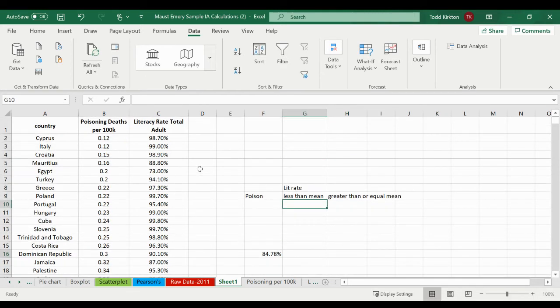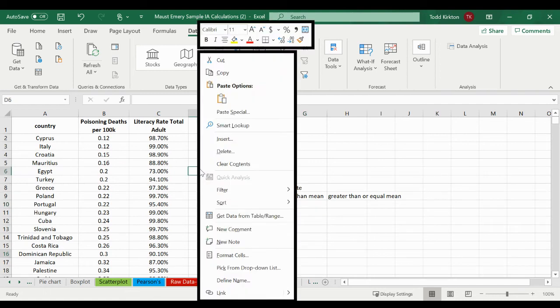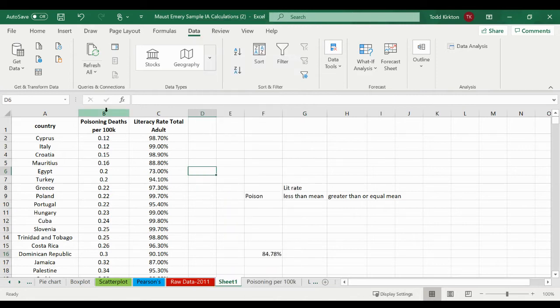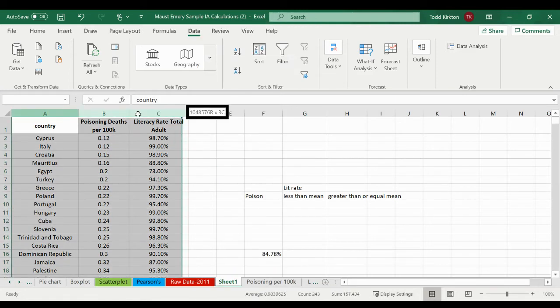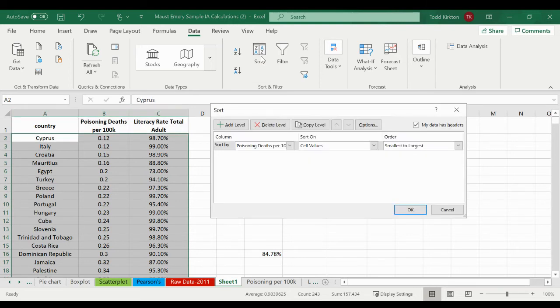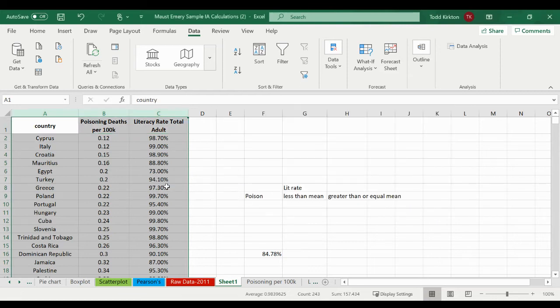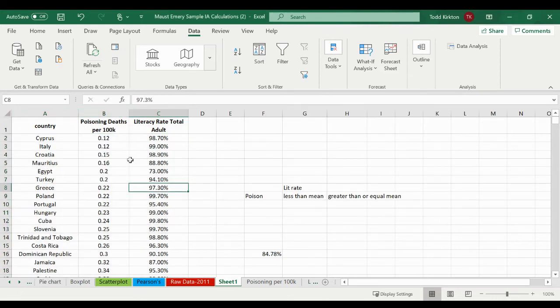So if you want, you could go through here and mark anything that's less than or greater than or equal to. The other thing that I already did, and I showed you guys in class, but if you forgot, is I can highlight those data values and sort them by poisoning deaths. Notice how I highlighted all of them so they don't unpair with each other. So now it's going to be easier to put them in my table.